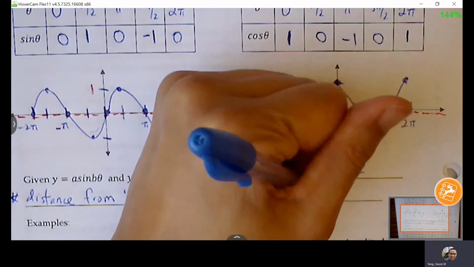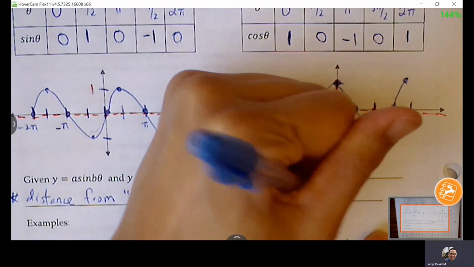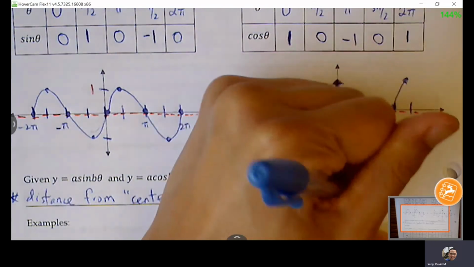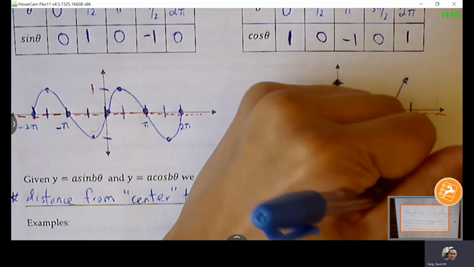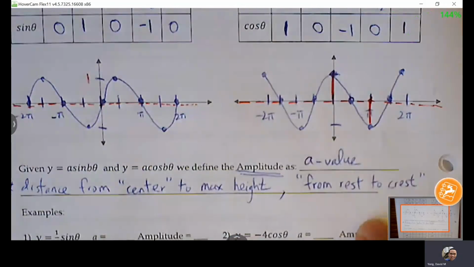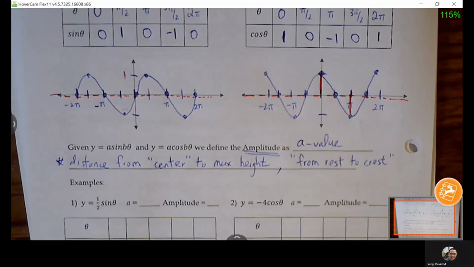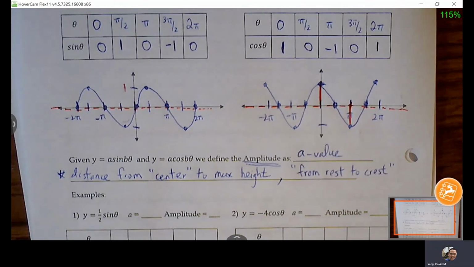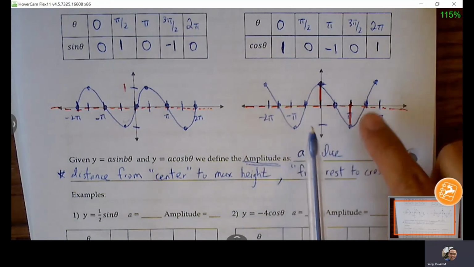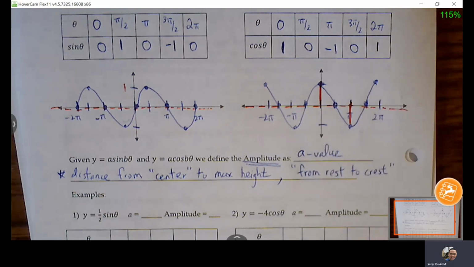Okay. Another way that I've seen people say is they say from rest to crest. So another way of saying from the center to the highest point. Okay, any questions? So tomorrow we're going to dig a little deeper with amplitude, identifying how to graph if there's a different amplitude involved. Okay, no homework tonight. We're just going to pick up where we left off tomorrow.